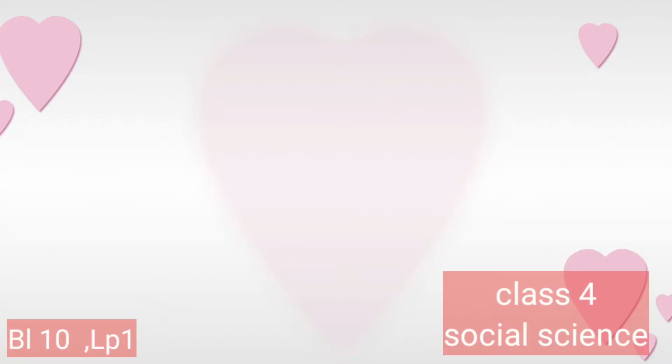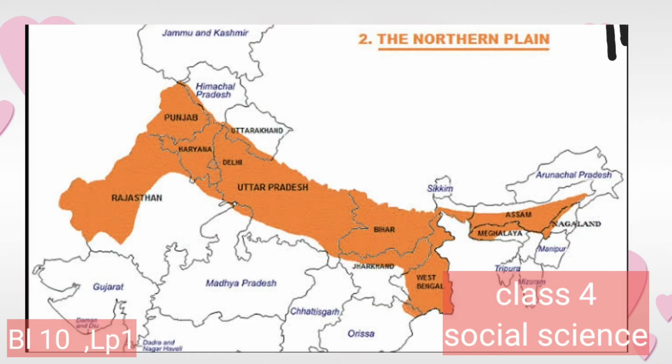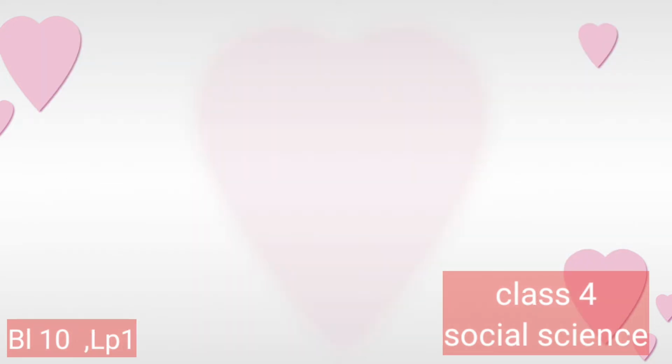Where are the Northern Plain located? Look at the physical map of India and find out where the Northern Plain are located. Yes, they stretch between the Northern Mountains and the plateaus for a distance of about 2,500 kilometers from Punjab in the west to Assam in the east. Many rivers flow through the plains.